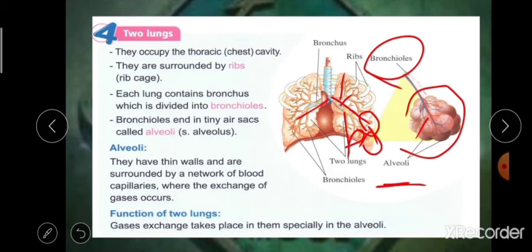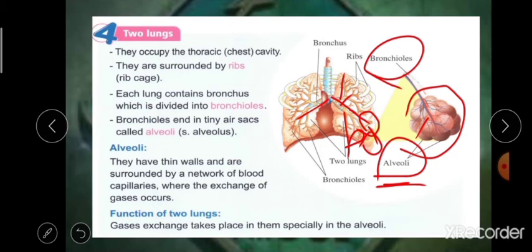Blood moves inside it. But why? We said blood distributes oxygen to all body cells and takes waste like carbon dioxide to get rid of it in the exhalation process or during breathing. So this is the exchange of gases that occurs inside the alveoli. Exchange of gases occurs in alveoli.